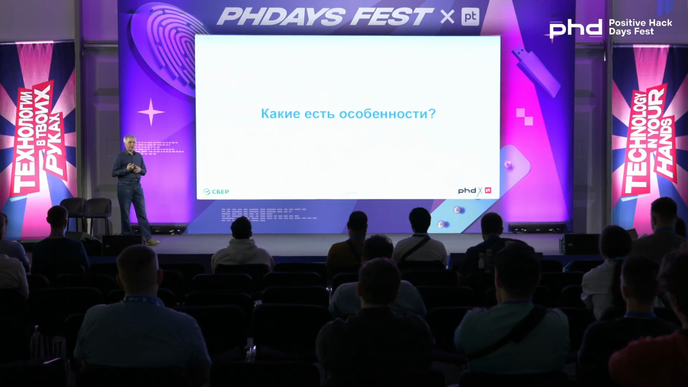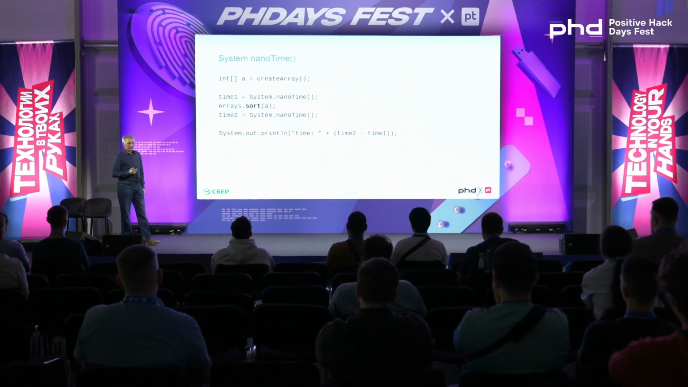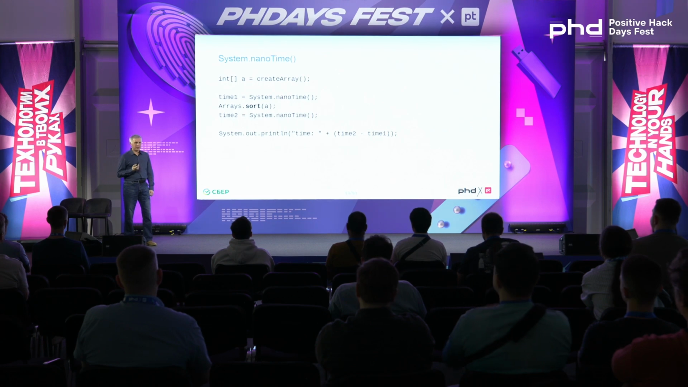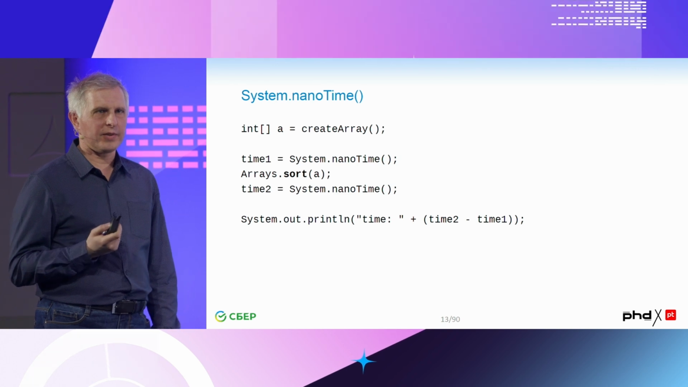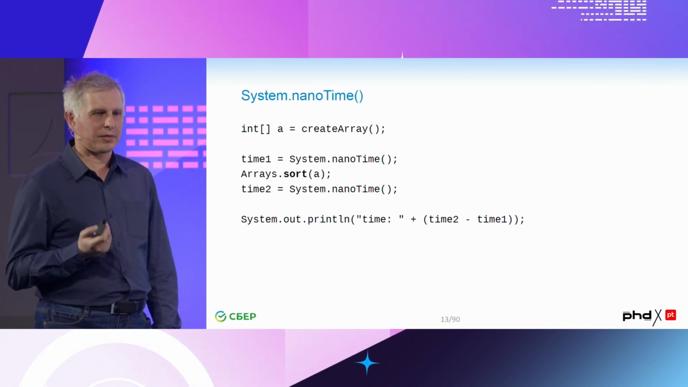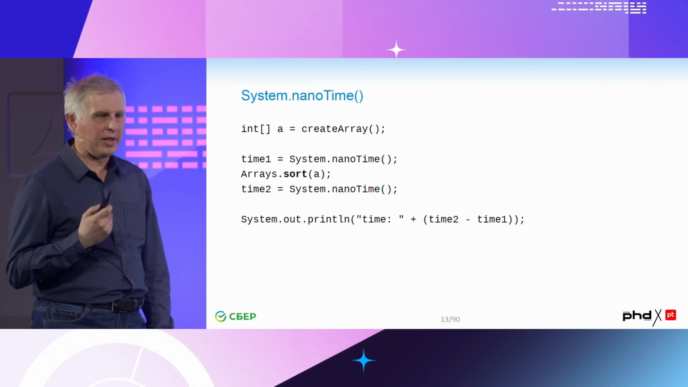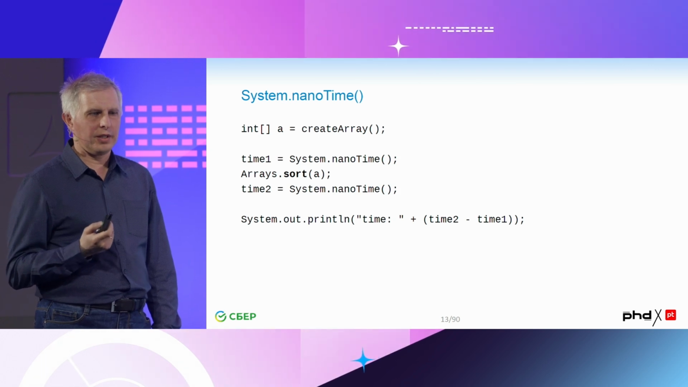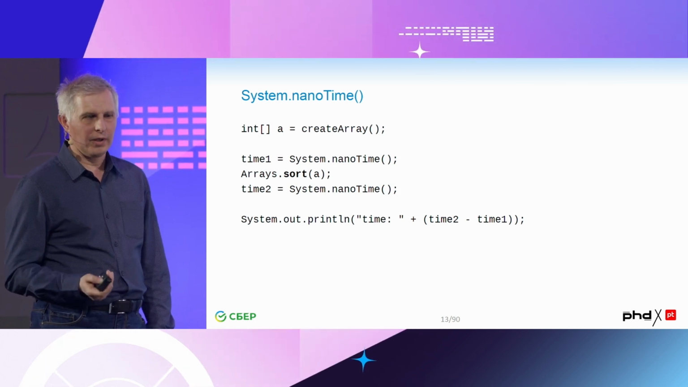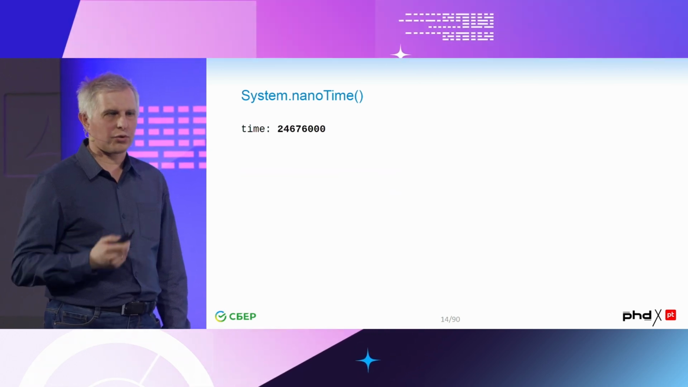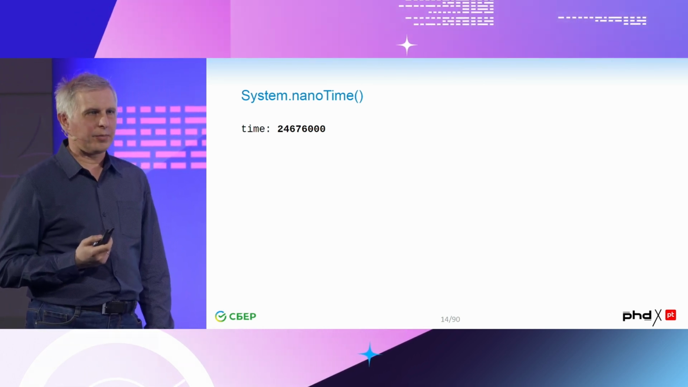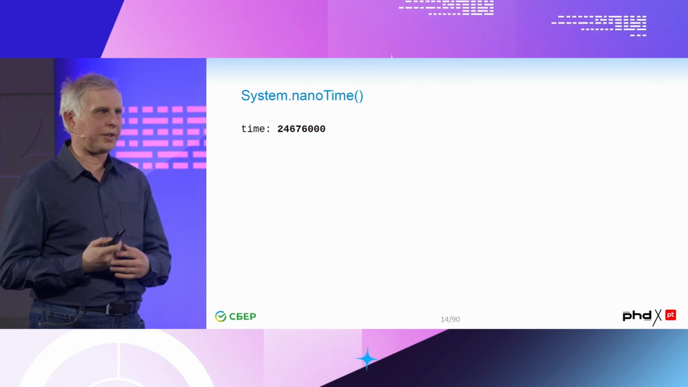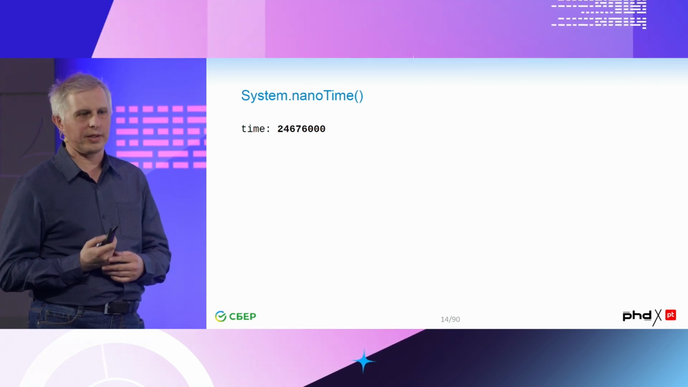So what are the special things when we launch a program in Java? If you'd like to measure number sorting, with an array, we can look at the nanoTime, sort it, and then print how many nanoseconds our sorting took.